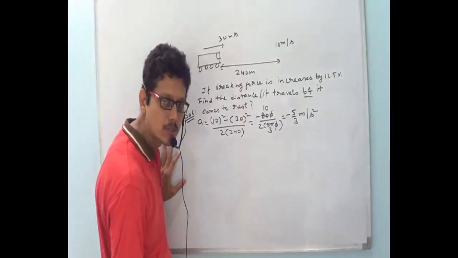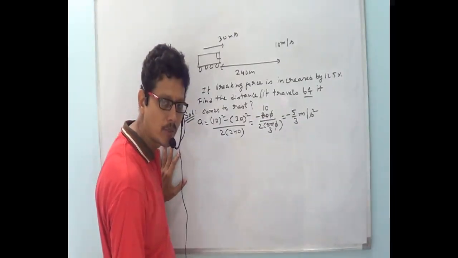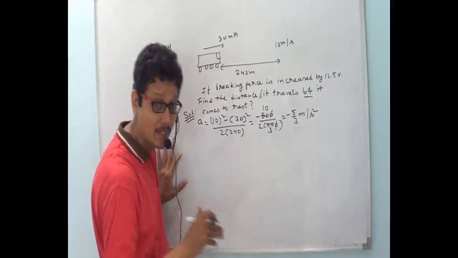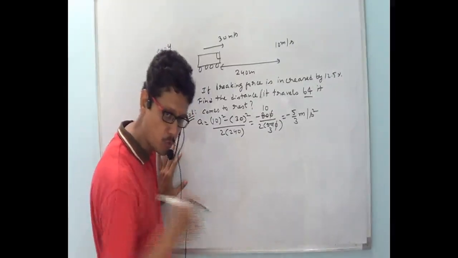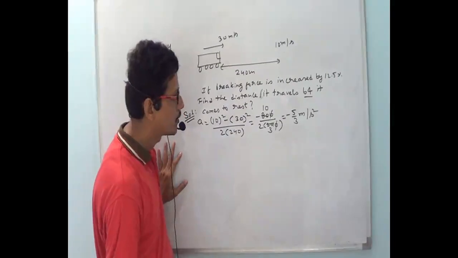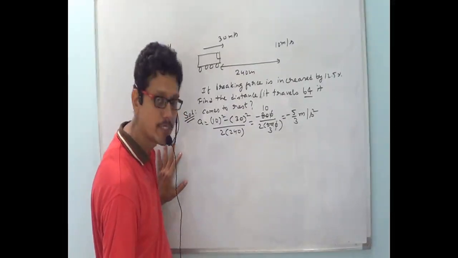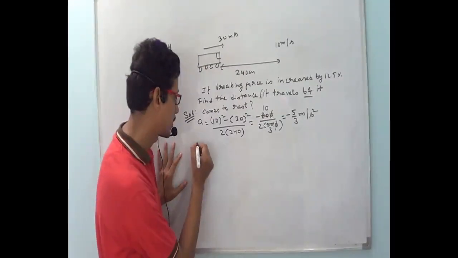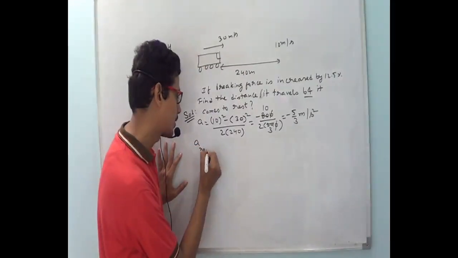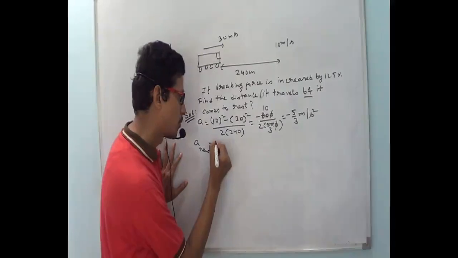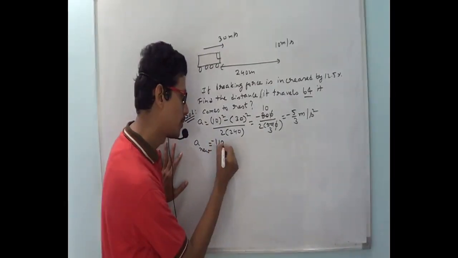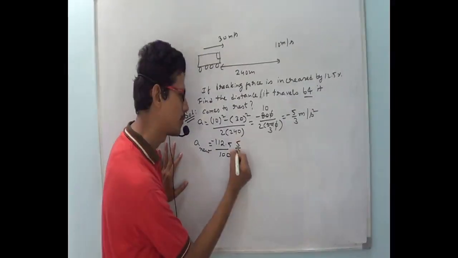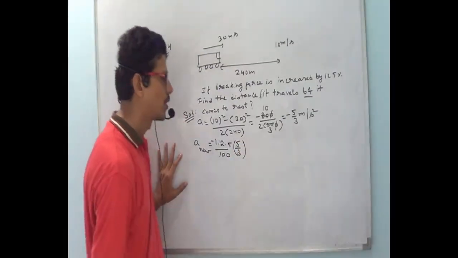Now the train driver has applied brakes with more force and has increased the braking force. If braking force is increased, the deceleration also is increased. Now the new deceleration is 112.5 by 100 into 5 by 3.